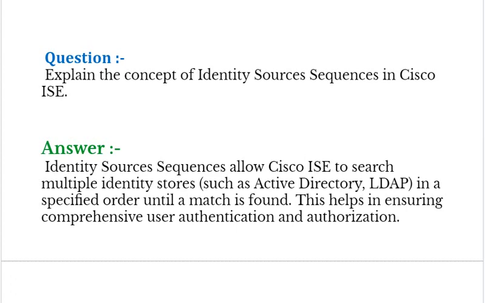Our next interview question is: explain the concept of identity sources sequences in Cisco ISE. Your answer should be: identity sources sequences allow Cisco ISE to search multiple identity stores such as Active Directory (LDAP) in a specified order until a match is found. This helps in ensuring comprehensive user authentication and authorization.